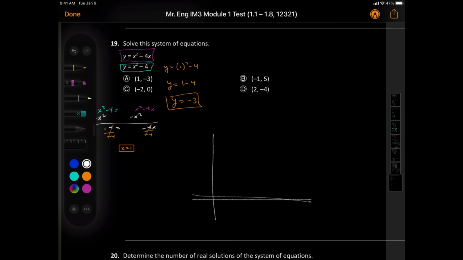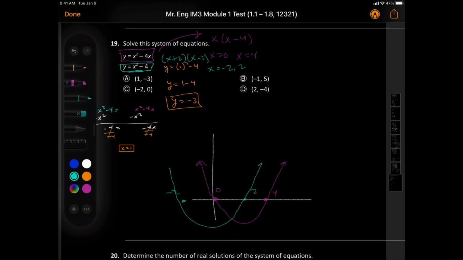Remember, I want you to think about what's happening here. This pink one, if you factor it out, I'm basically graphing this without using a graphing calculator. Set those each equal to 0, and you'll get x equals 0 and 4. Opens up. Blue one, if you factor this one, you would get x plus 2, x minus 2, which means you set those equal to 0 and get -2 and 2. Again, all I'm doing here is just graphing this without a graphing calculator. And then our orange solution was (1, -3).